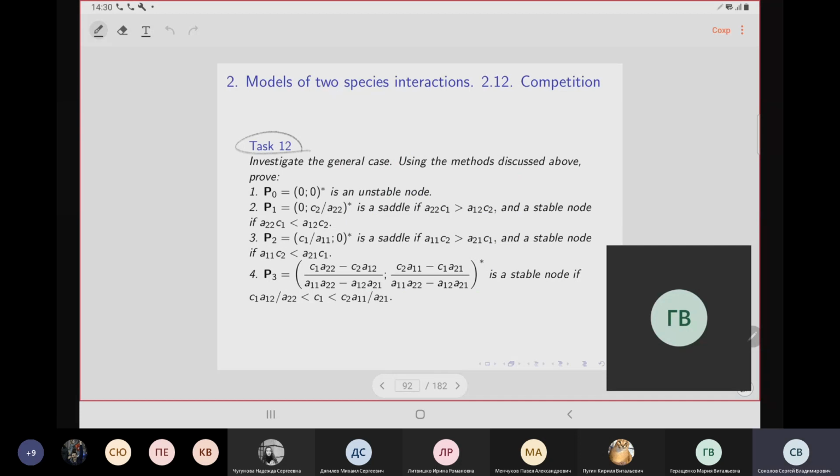We can see that this inequality was our A greater than B. It is the same meaning.